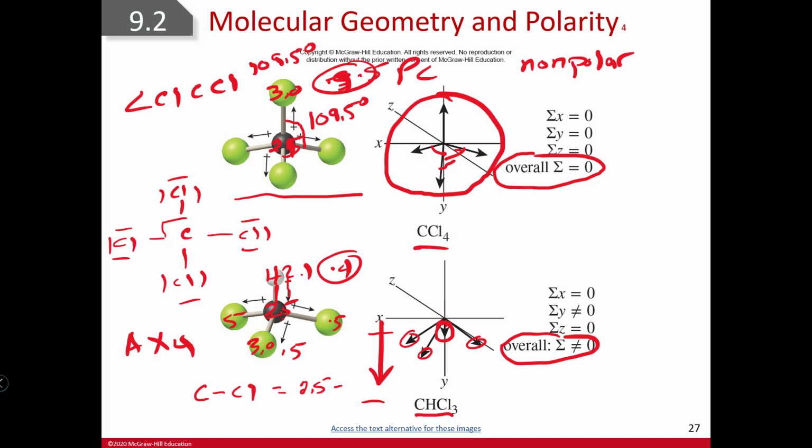So just knocking off one of the chlorines and putting a hydrogen, we go from a nonpolar substance to a polar substance. That's what's so wild about this. It's just one change, one element changed in the bonding scheme, and you go from nonpolar to polar. So this substance dissolves in water, this substance does not.